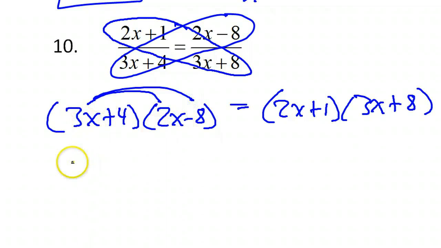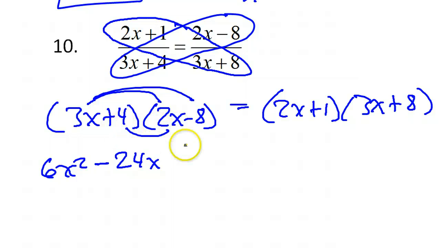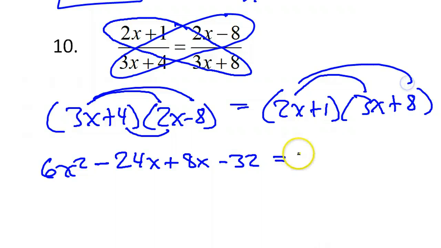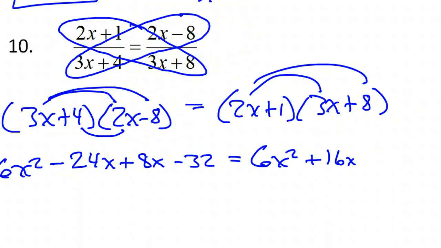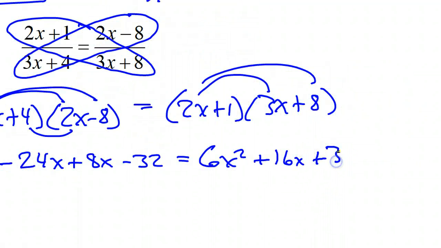Alright, so 3x times 2x is 6x squared. 3x times negative 8 is negative 24x. 4 times 2x is 8x, and 4 times negative 8 is negative 32. Similarly, over here I get 6x squared plus 16x plus 3x plus 8.